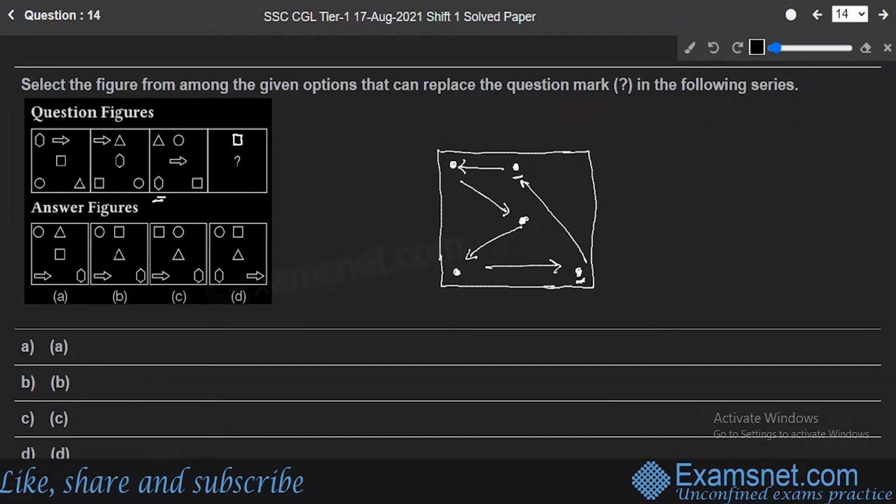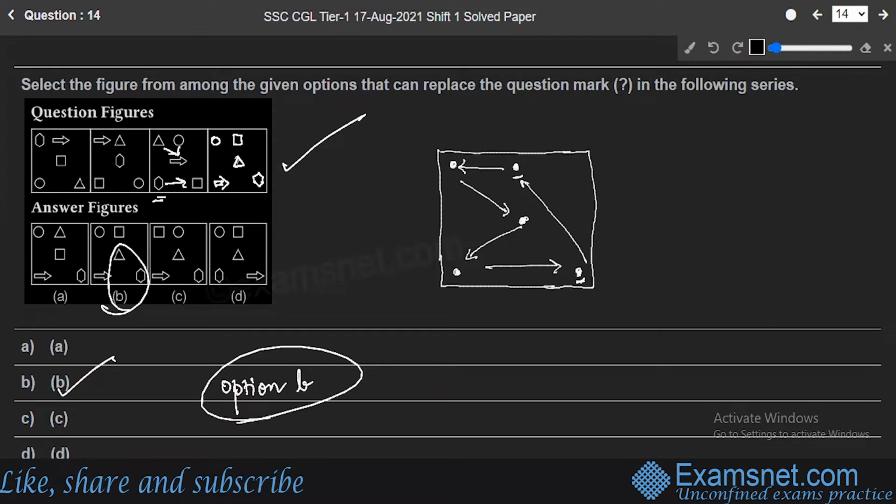This hexagon will move to this, so here will be your hexagon. Then if I'm looking at this triangle, the triangle will move to this position, so here you will have a triangle. The arrow will be shifted to this position, so here will be your arrow, and the circle will go over here. I think we are done with all the parts, right? So which one matches with the one I have made? It's option B. So this is the correct answer to the question.